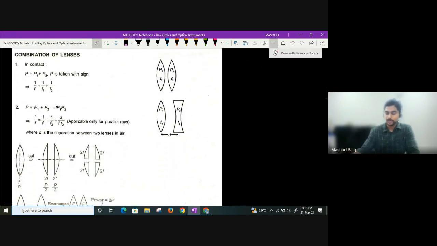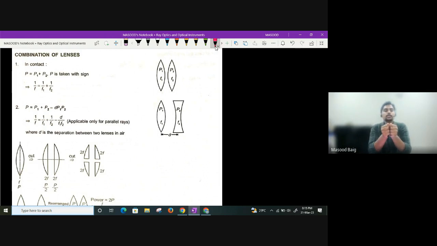I am not a person who will tell you to remember formulas, guys, but the situation is demanding that, so that is the reason I have to tell you. When we talk about combination of lenses, there can be a case where two lenses are in contact with each other, or a case where the lenses are at a certain separation. Whenever they are in contact, the effective power will be the sum of individual powers, guys. You can take any type of lens.